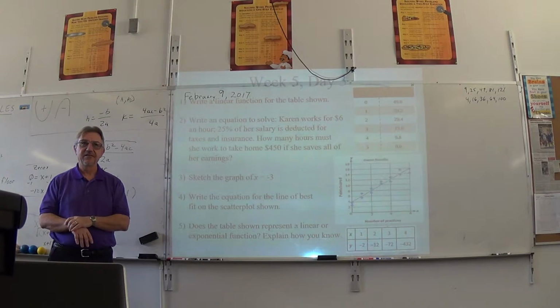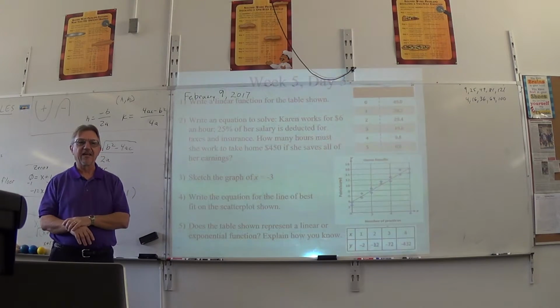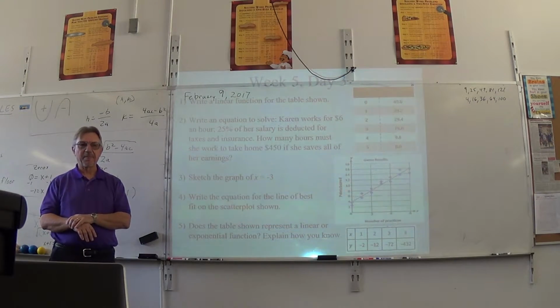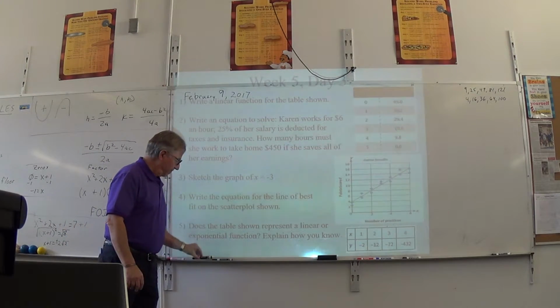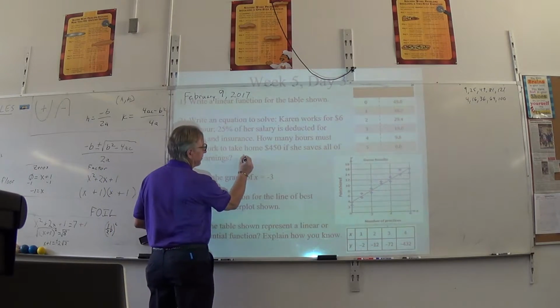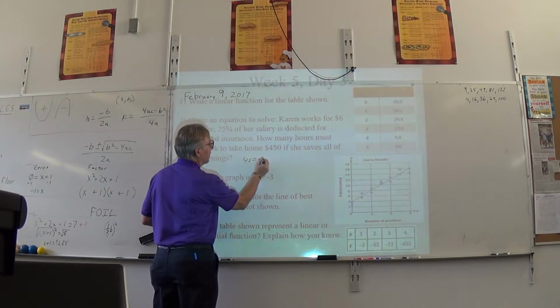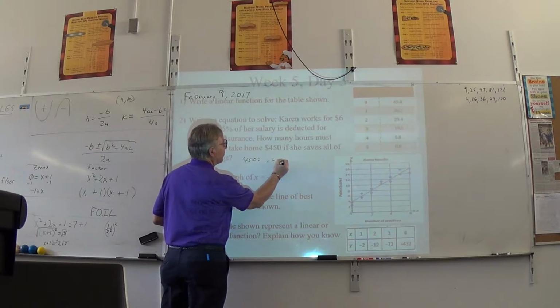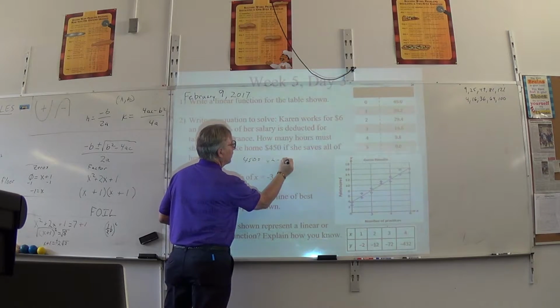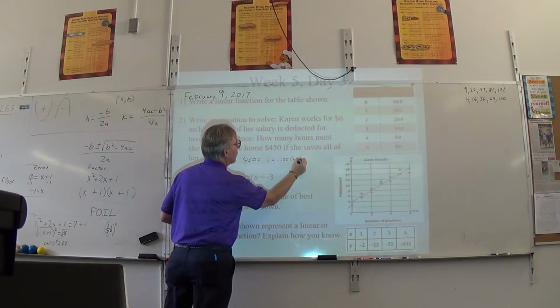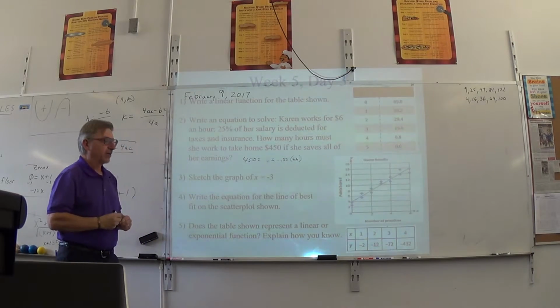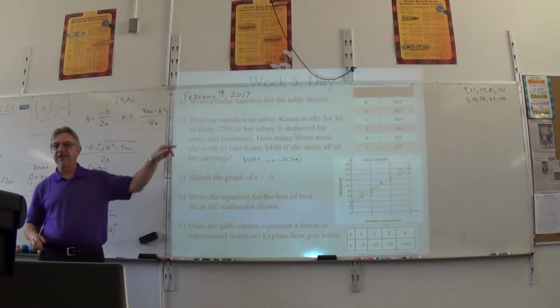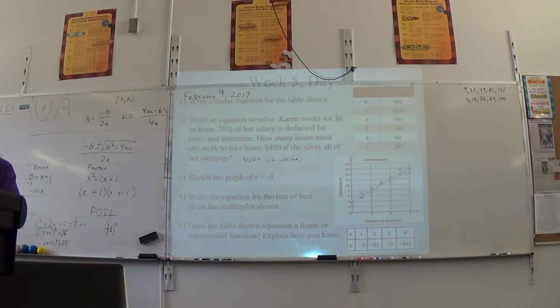The thought process is there. $450 equals 6h minus 0.25 times 6h. Okay, you have to specify that that 25% is of this. So you got Nick?